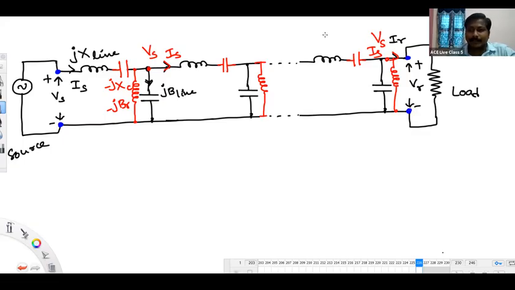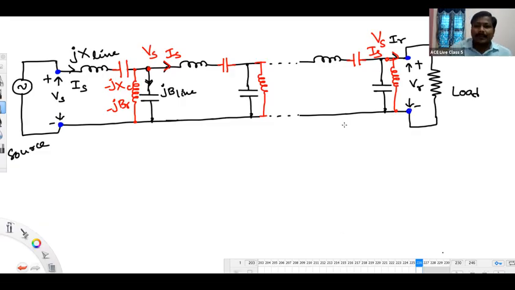Next thing. Please listen. What are these red color elements? I need your answer. External elements we are adding. External series capacitors and shunt reactors we are adding to the line. What about these black color elements? Black color elements are natural elements which are not visible to us.